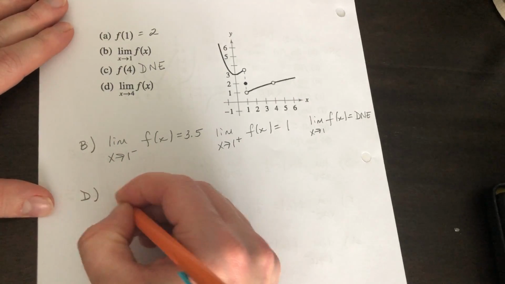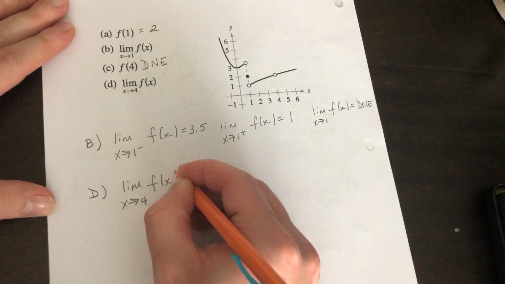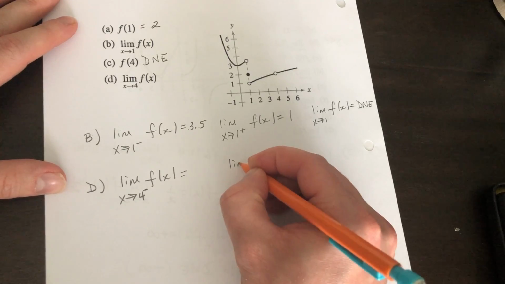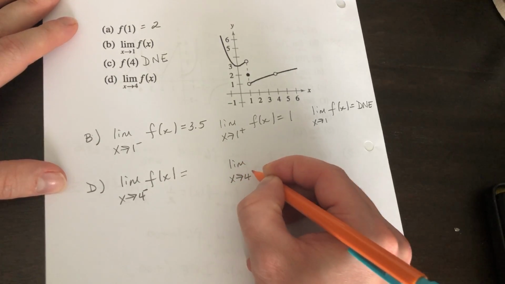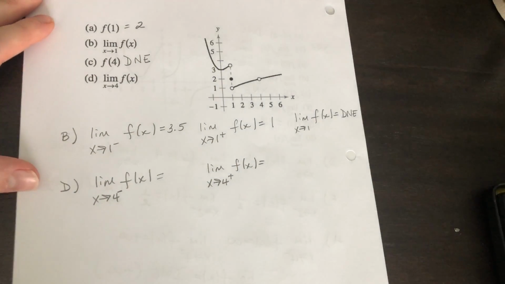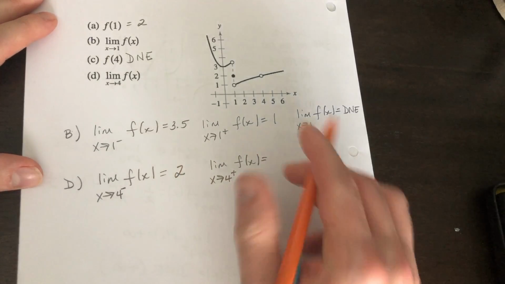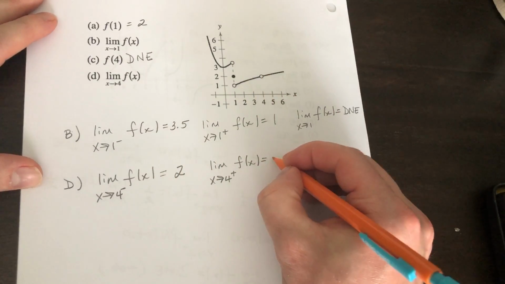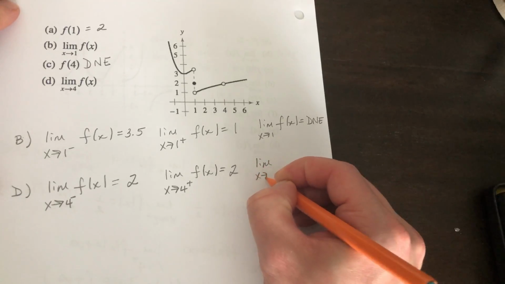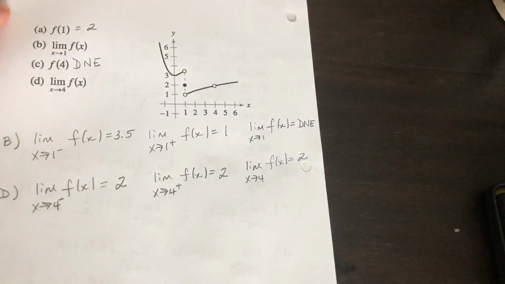And then D, part D. The limit as x approaches 4 of f of x from the negative side, and the limit as x approaches 4 from the positive side. Okay, so the limit as x approaches 4 from the left side is going to be 2. As I come from the right-hand side, it's 2. And so since they're equal to each other, the limit as x approaches 4 is also equal to 2.